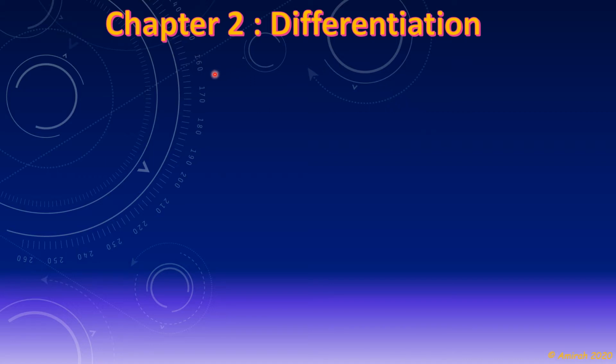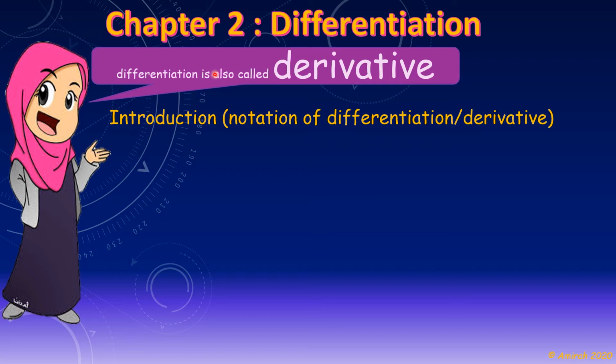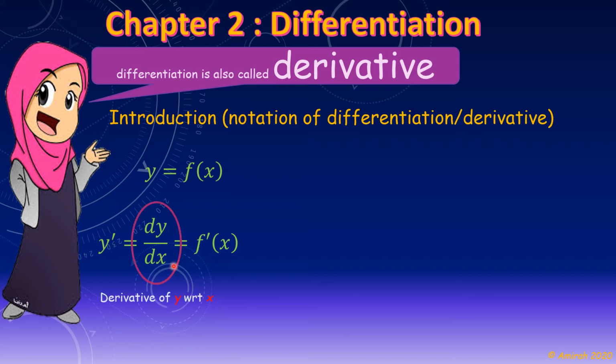Differentiation is also referred to as derivative. As an introduction, let us first look at the notation used in differentiation or derivative. The first one, let's say we are given y equals f(x). The symbol of derivative we denote as y prime, or dy over dx, or f prime x. The symbol dy over dx we call the derivative of y with respect to x.